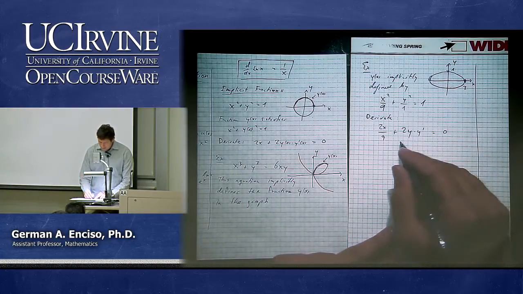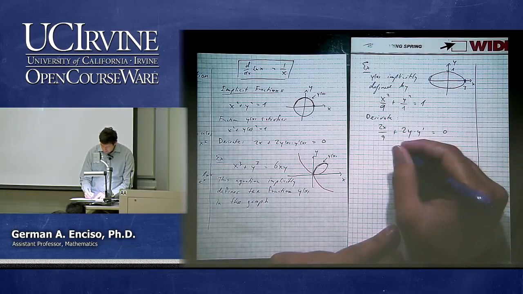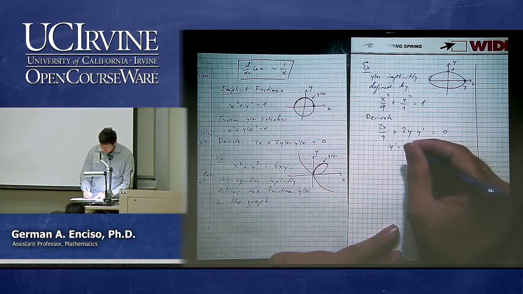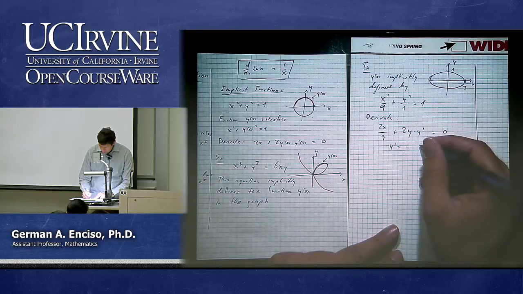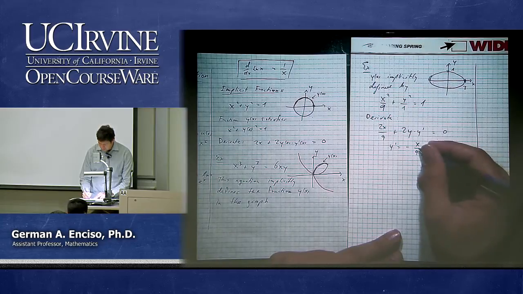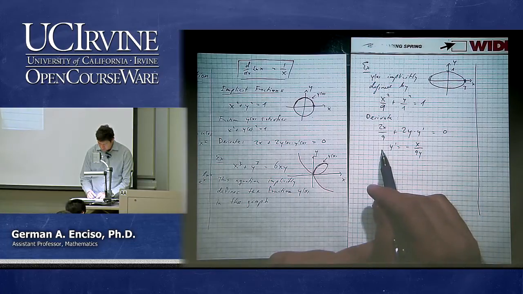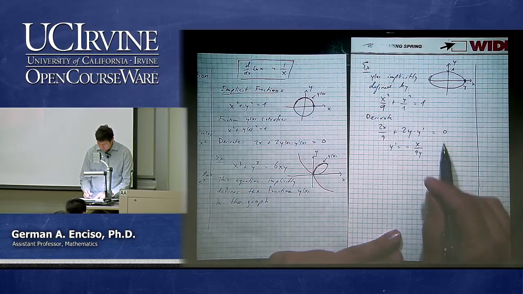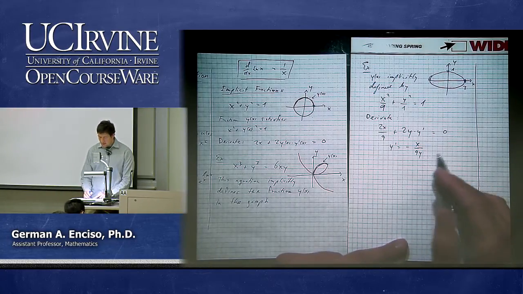All right, so now we can solve for y prime, and we get something like y prime is equal to minus x over 9. Okay, so I cancel the 2 on both sides. Oh, sorry, I still have to divide by y. So y prime is equal to x over 9 divided by y. There you go.